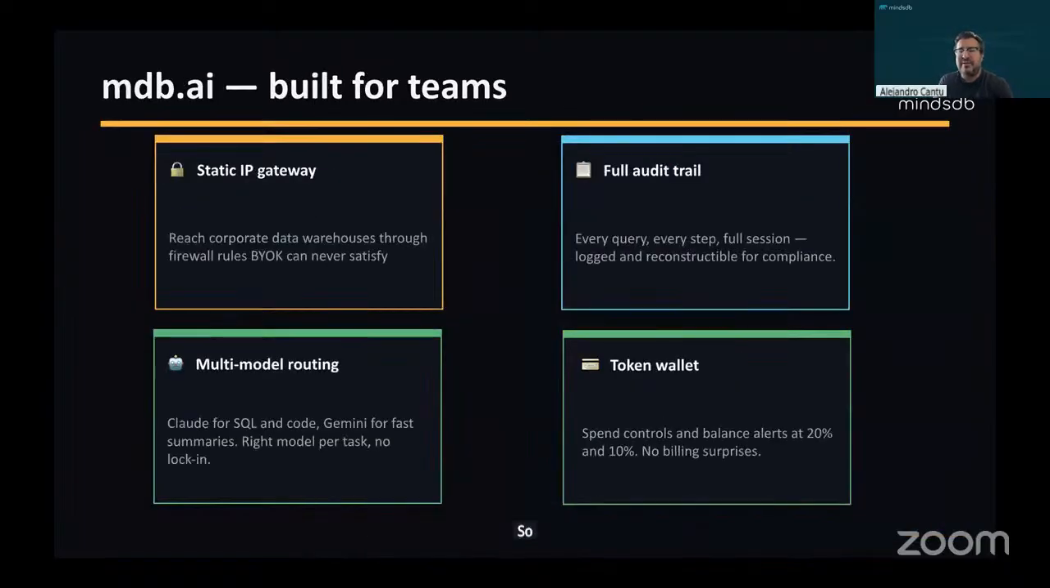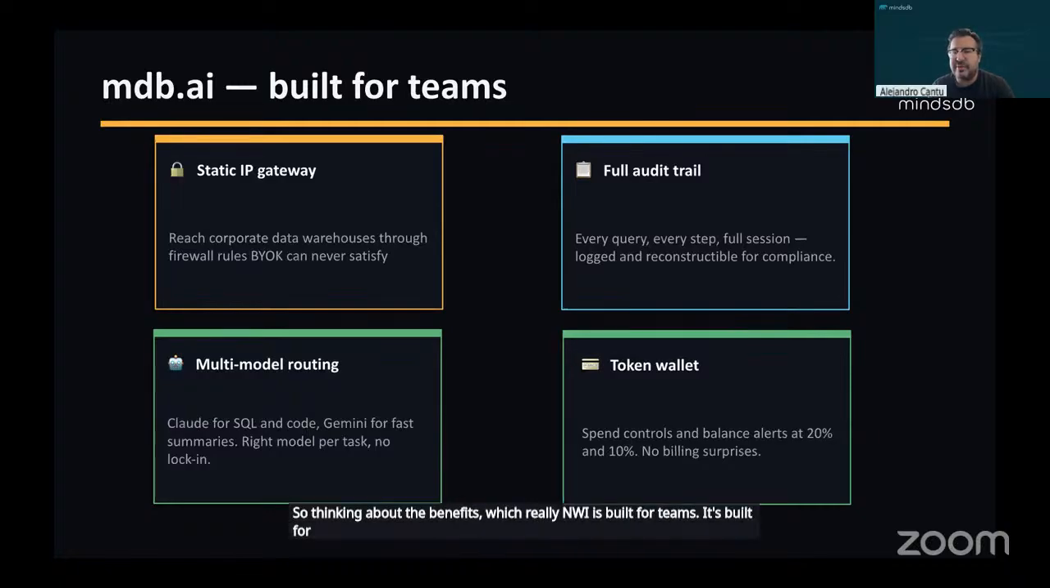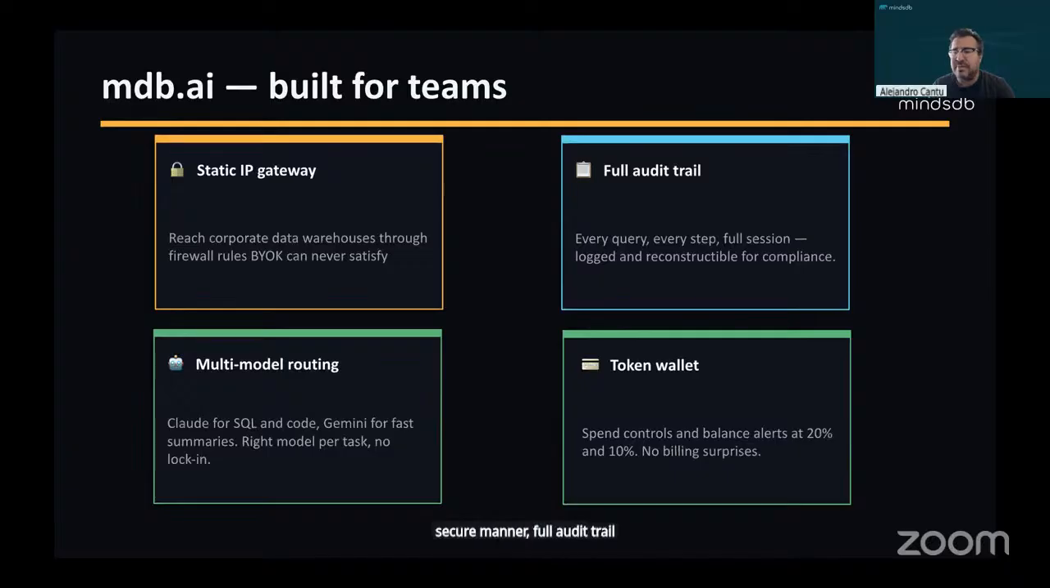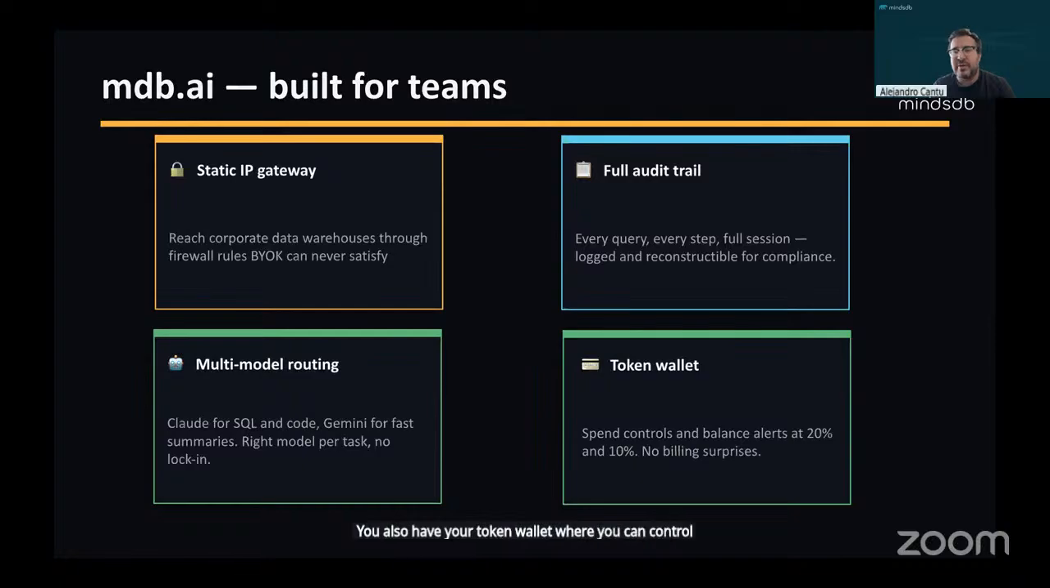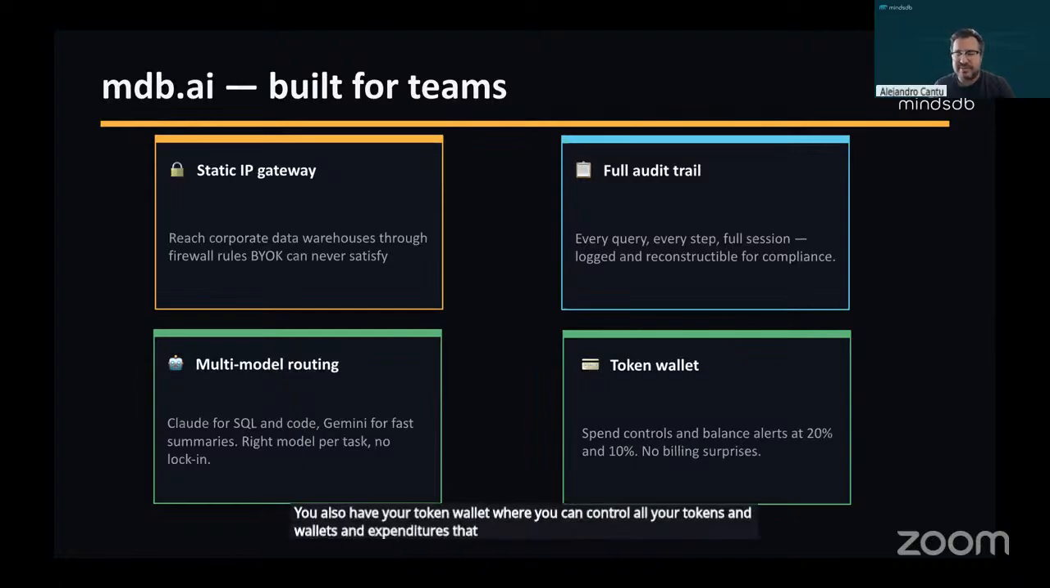Speaking about the benefits, MDB.ai is built for teams. It's built for data analysts and use cases that require a little bit more rigor. The static IP gateway, which I was talking about a few seconds ago, lets you access data in a more secure manner. Full audit trail: every query, every step, and full sessions are logged. Multi-model routing: when Anton executes and reasons, we route to different models, which makes it easier, faster, and cheaper. And you also have your token wallet where you can control all your tokens and expenditures.